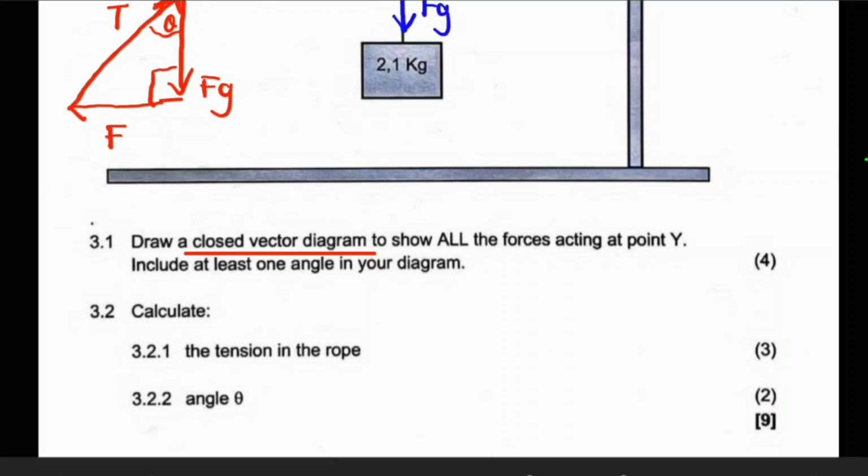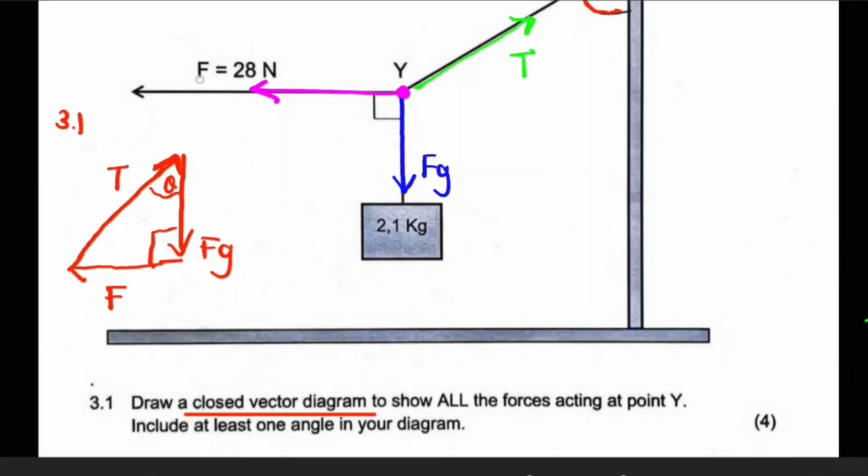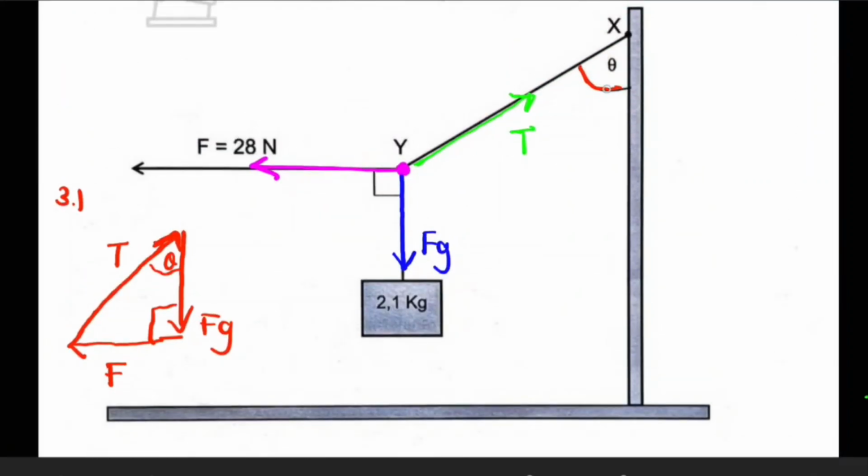For 3.2, it says calculate, and 3.2.1, the tension in the rope. Now, we need to solve for T. And if we had the angle for T, it would be quite easy for us to do this because we could apply Newton's second law. But since we don't have the angle, what we do have though is, from this triangle, we know what F is, and we're able to calculate Fg.